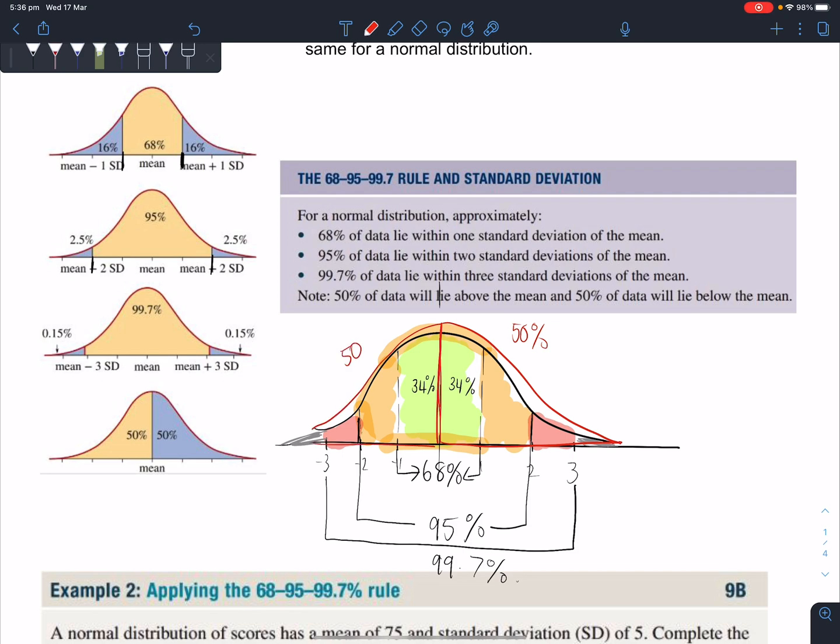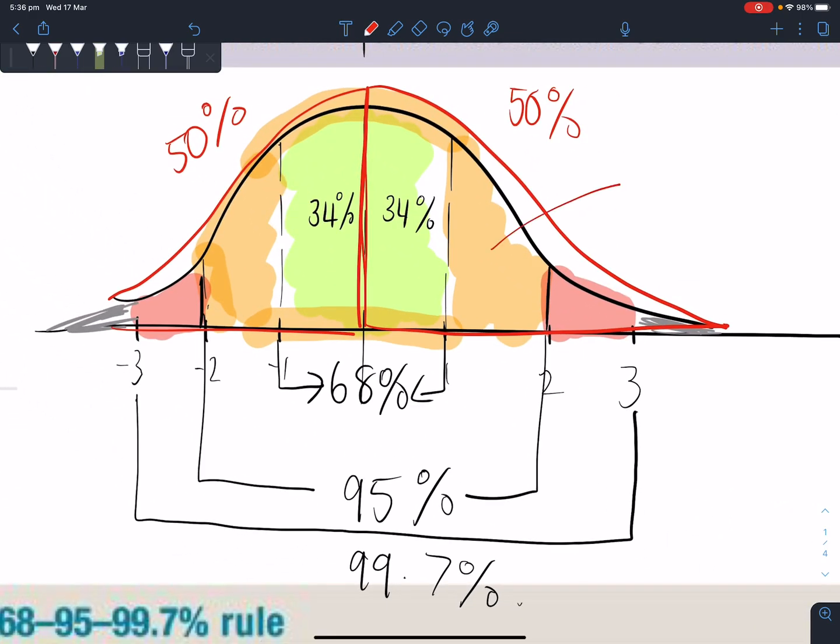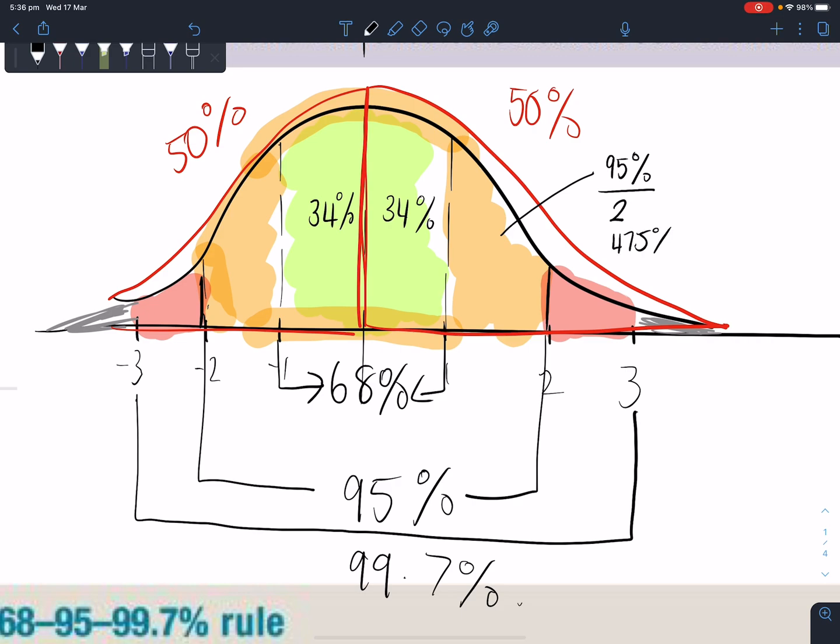is 50%. If I pull this apart even further, let's say I want to know what's in here. I know that it's going to be 95% divided by 2, so that'll be 47.5%, minus 34. Because 47.5% would include all of this. So what is that? 13.5% is in here. Same goes down here.